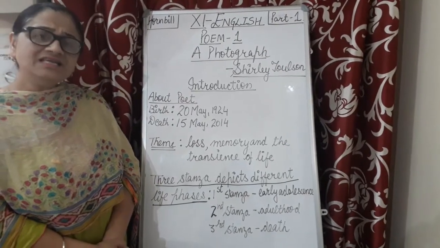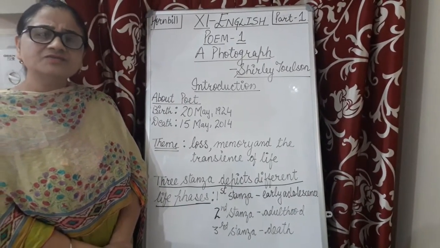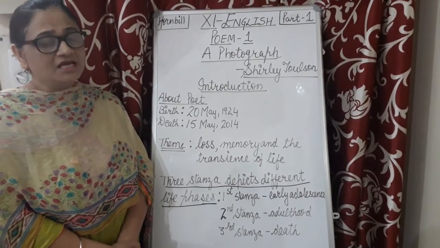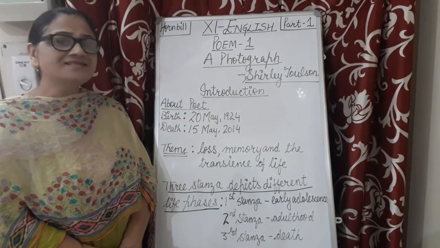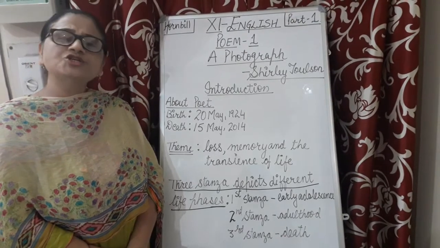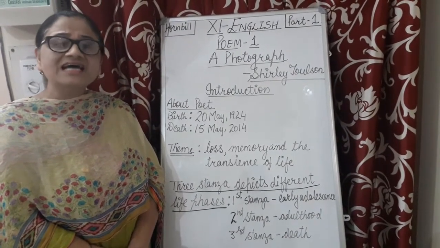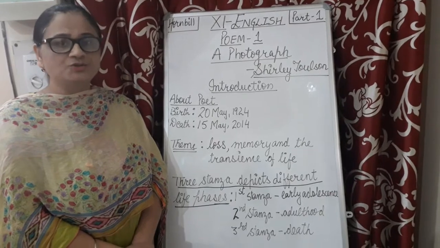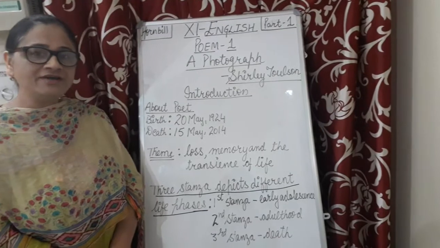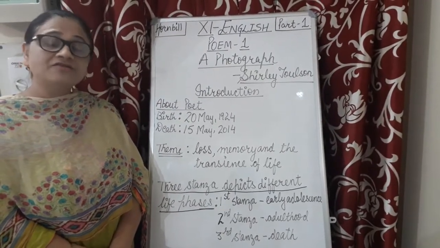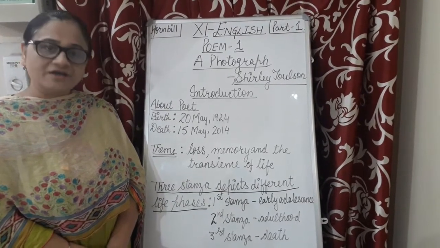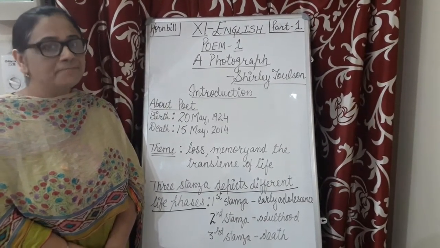Now, let's see what these three stanzas tell us before I give you a proper summary of the poem. The first stanza tells us about early adolescence, when she was growing, when she was young, the activities and adventures she used to do. She was the same as you people, as you are adventurous in your life. The same way, the first paragraph shows how beautifully she was living her life. Here, 'her' means the mother.